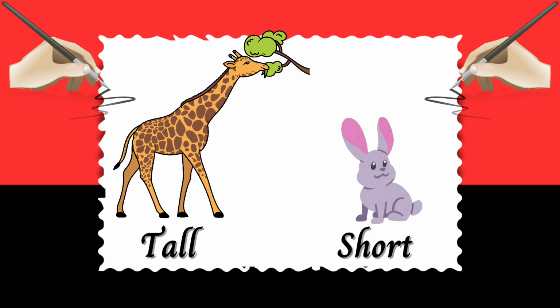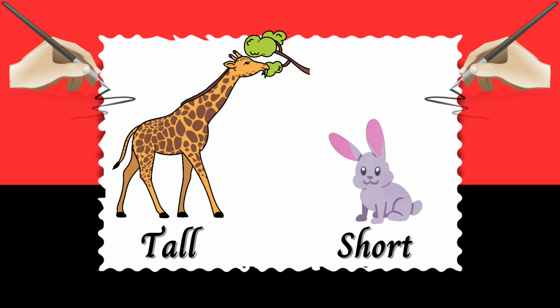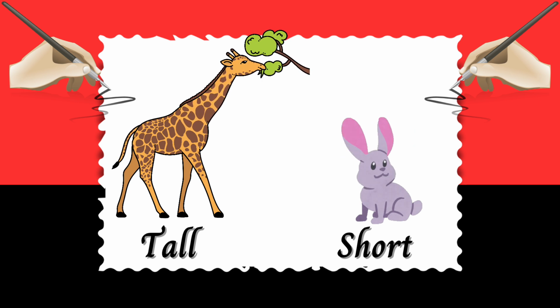3. Tall and short. Tall means having great height. Short means having little height. Example, the giraffe is tall but the rabbit is short.